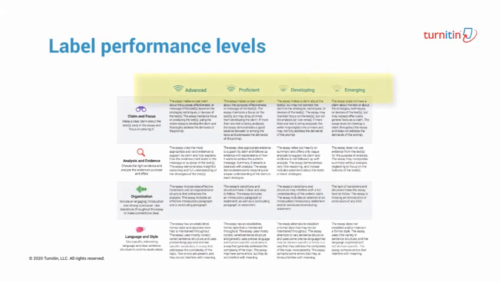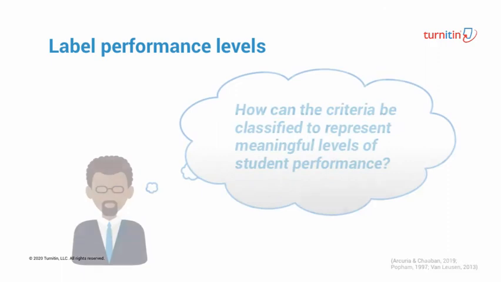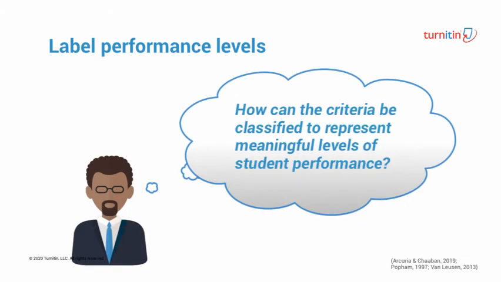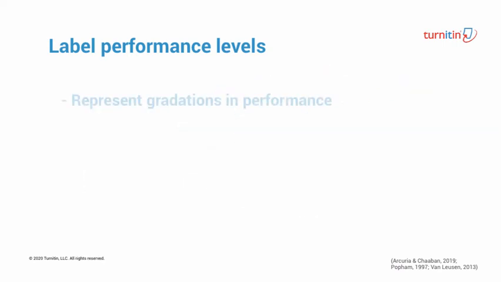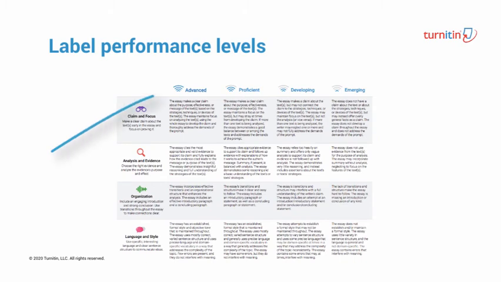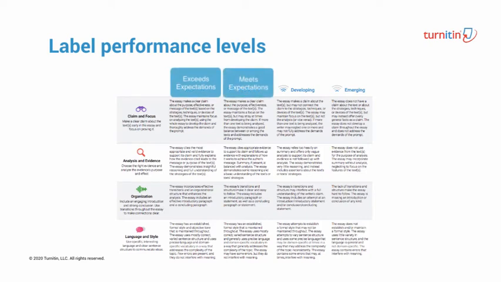Next, the performance level should be labeled. To define performance levels, reflect on how the criteria can be classified to represent meaningful levels of student performance. Performance levels represent gradations of performance and are most often presented as headings in a column format. Examples of performance levels include advanced, proficient, developing, emerging, or exceeds expectations, meets expectations, near expectations, below expectations, or 4, 3, 2, 1. Notice labels may be numerical or textual, depending on what type of feedback or scoring is appropriate for the assignment.